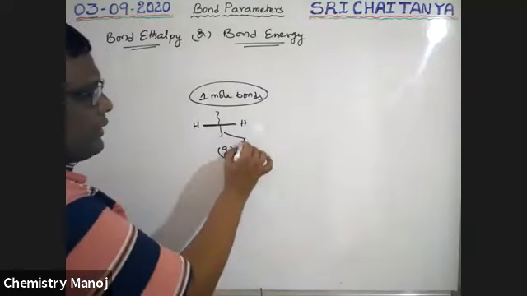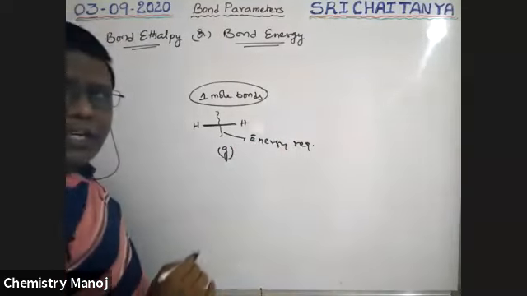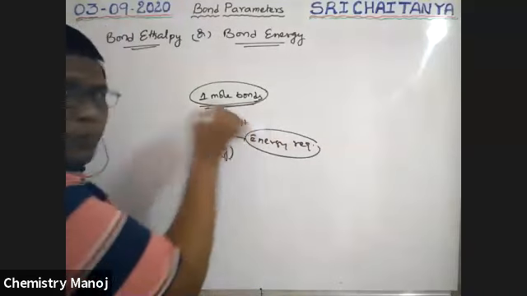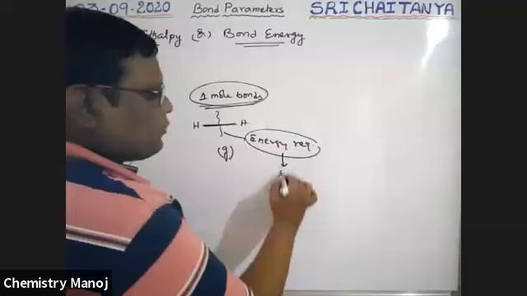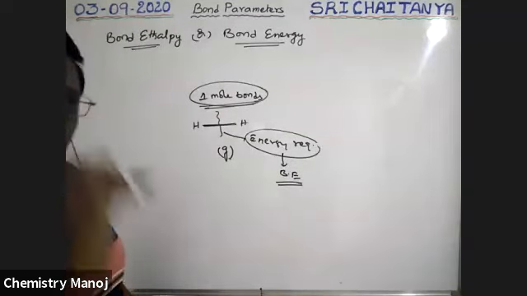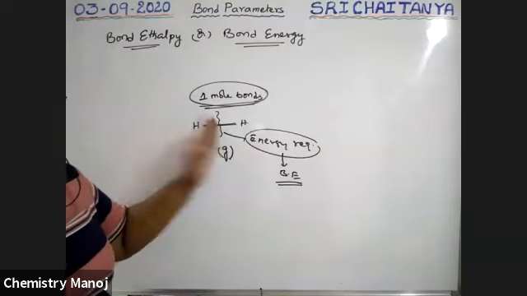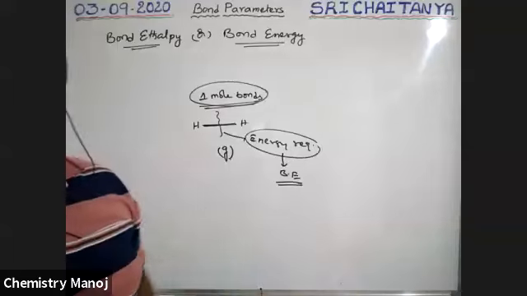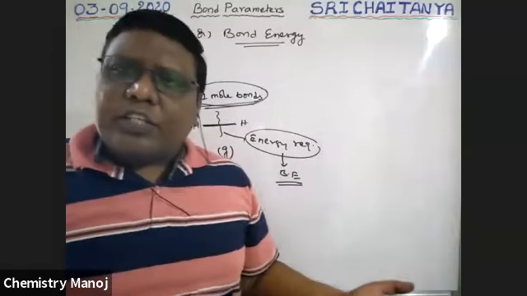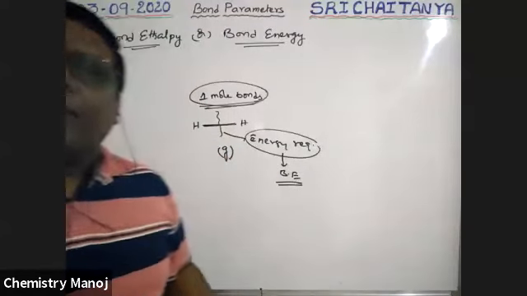Some energy is required. This energy required to break 1 mole of bonds in a gaseous molecule is called bond energy or bond enthalpy. Here the bond is going to be broken. That is bond dissociation energy. So to break that bond, we consider it as bond dissociation energy. Bond dissociation energy is nothing but bond energy or bond enthalpy.